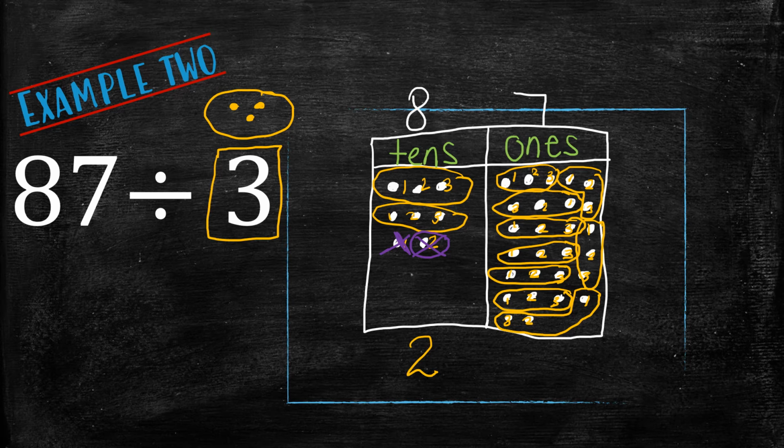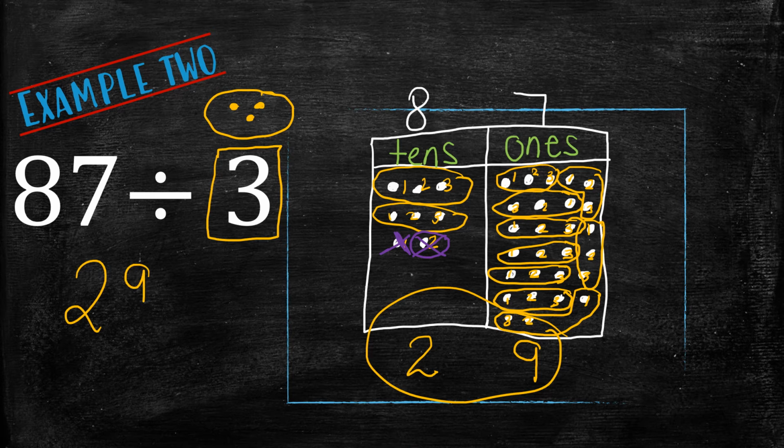So now what we have to do is count how many groups that is. Here we have 1, 2, 3, 4, 5, 6, 7, 8, 9. So we have 9 groups of 3 in the ones column, so I'm going to write 9 below. This means that my final answer is 29. So 87 divided by 3 is 29.